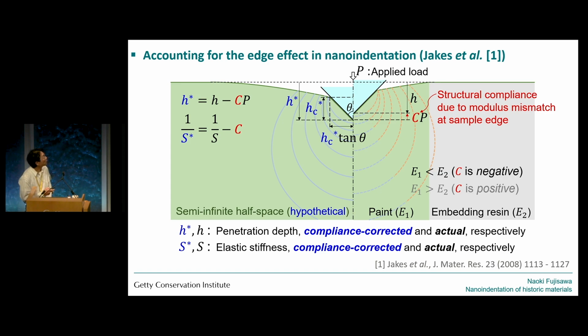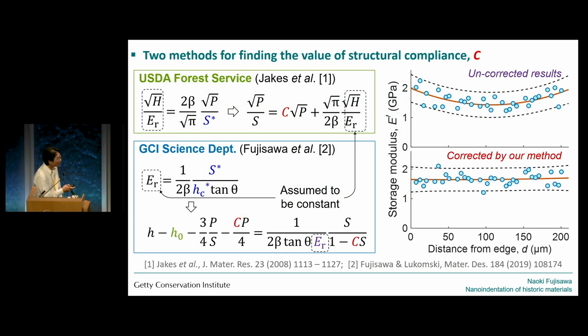By a distance CP, where C is the structural compliance and P is the load. So the good news is, if you know this value of structural compliance in this situation, you can still measure the mechanical properties of the material by using H star and S star described by these equations. And there are two ways that we are aware of in determining this value of compliance.